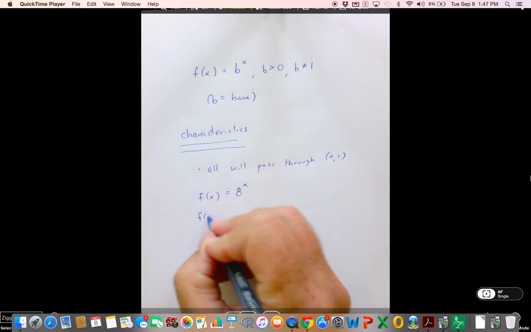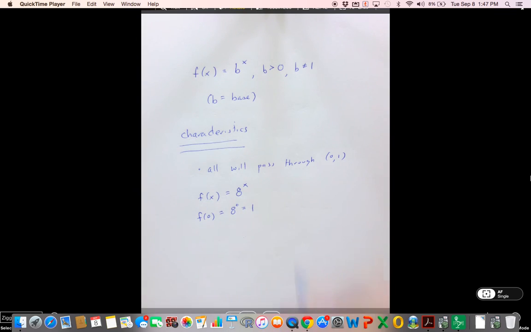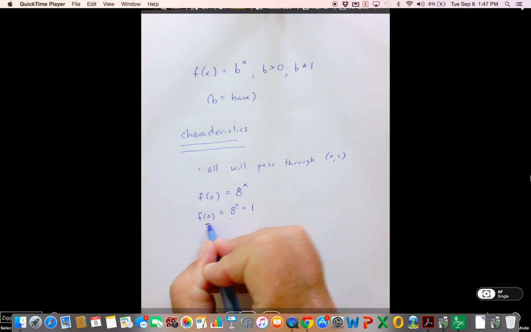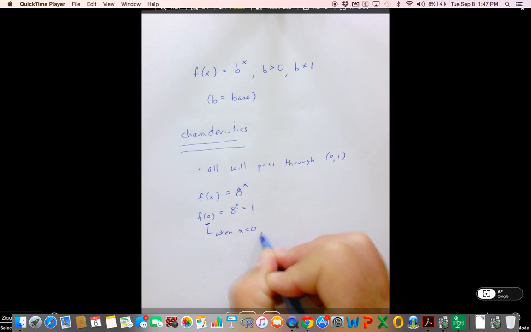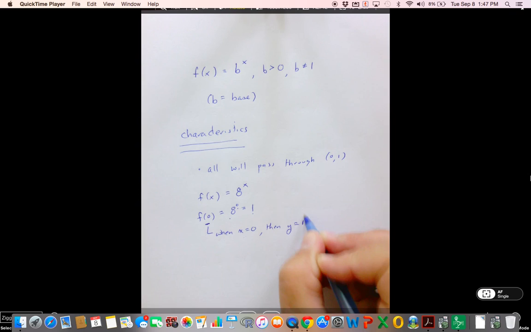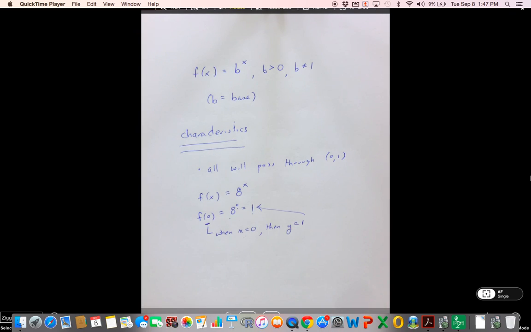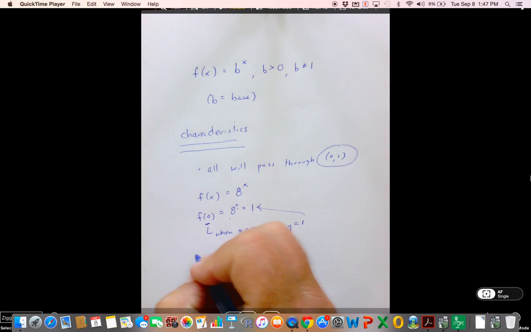What is f of 0? 1. Any number raised to the 0 power is 1. So when x equals 0, then y will be equal to 1. That is all that is saying.